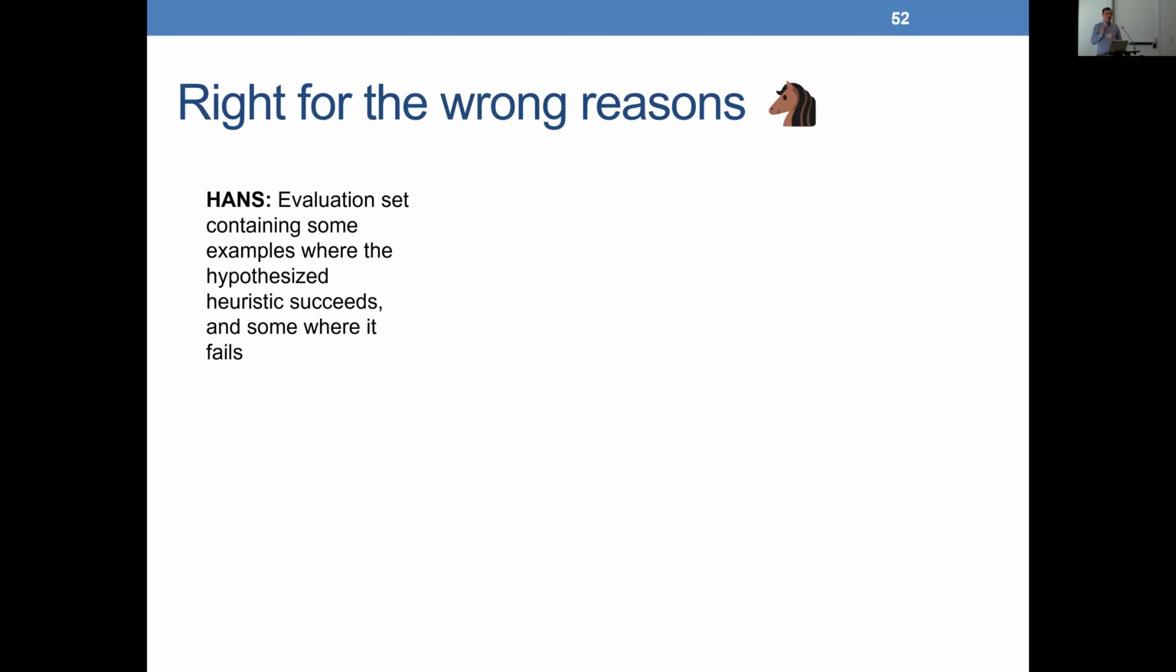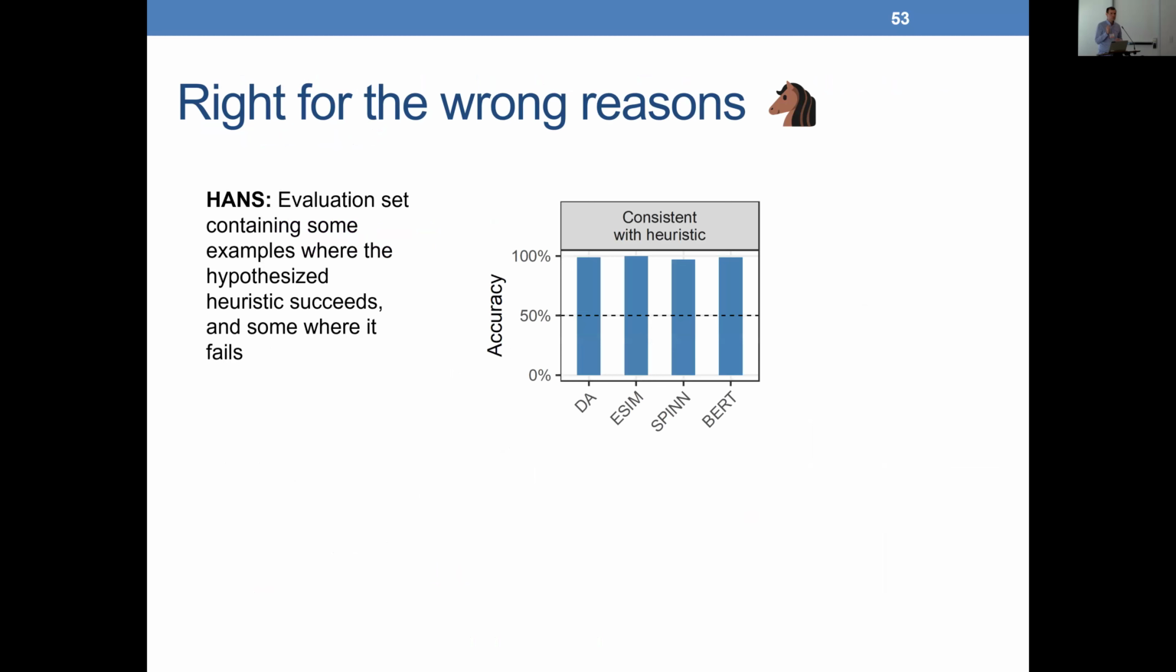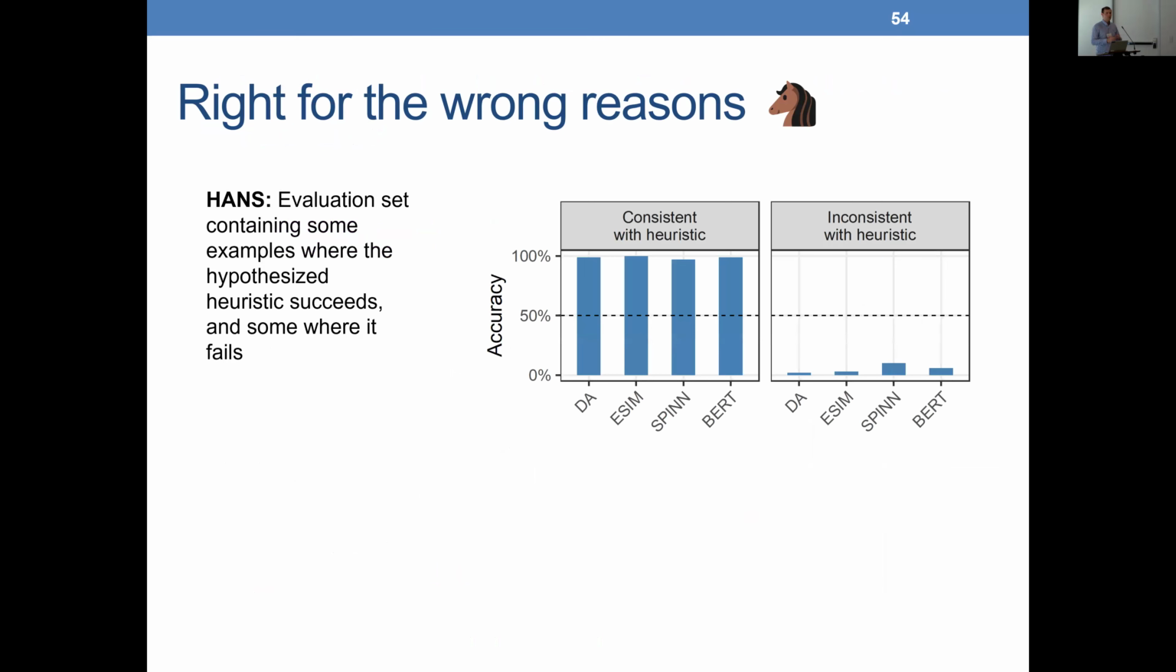And so to test whether models are using this sequential-based strategy or tree-based composition, we created this challenging evaluation set called HANS, which contains some examples where the hypothesized heuristic succeeds and others where it fails. We found that on the evaluation examples where the heuristic gives the right answer, all of the models that we investigated got nearly 100% accuracy. But then on the examples where the heuristic gives the incorrect prediction, now all four of these models did very poorly. They're in fact doing much worse than the chance level accuracy of 50%, which provides some pretty strong evidence that they are using this hypothesized heuristic rather than the tree-based composition.